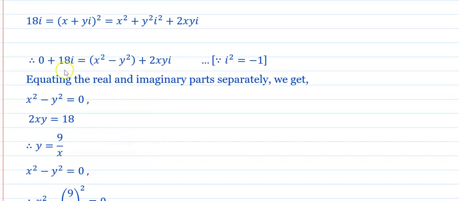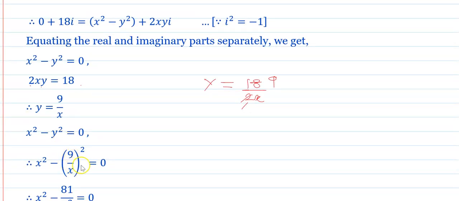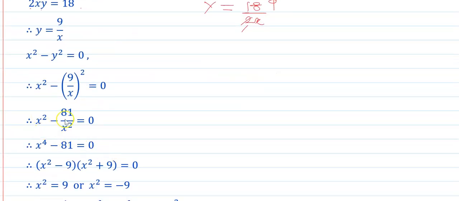Okay, and now here 18i is equal to 2xyi, i gets cancelled, therefore you will get 2xy is equal to 18. Therefore what about y? You will get here y is equal to 18 upon 2x and hence if we simplify, then you will get y is equal to 9 by x. Substitute the value of y, (9 upon x) whole square, then you will get x square minus 81 upon x square is equal to 0.